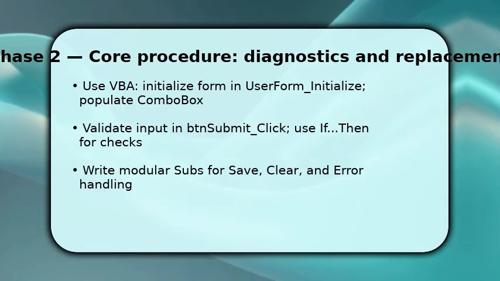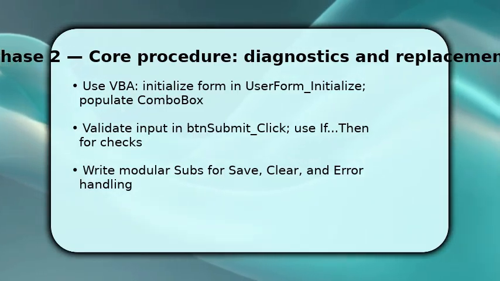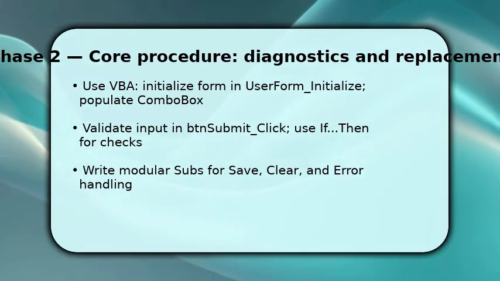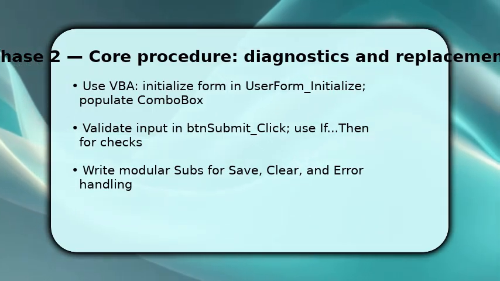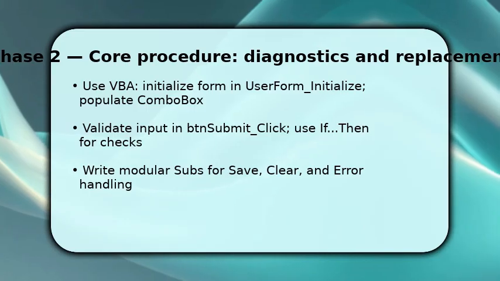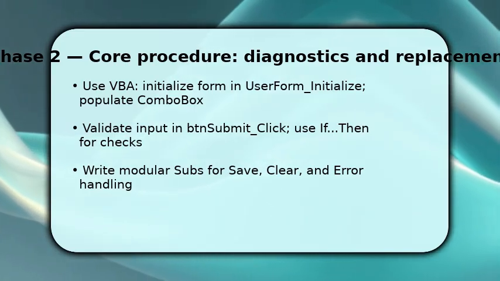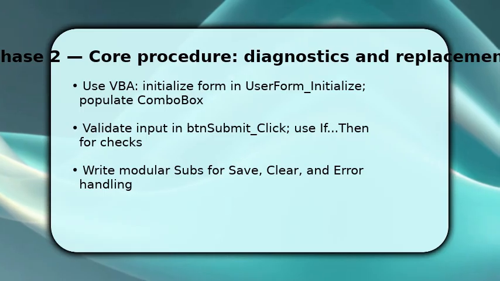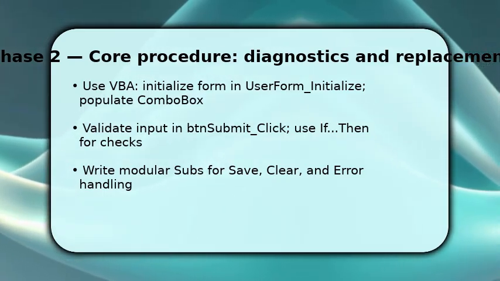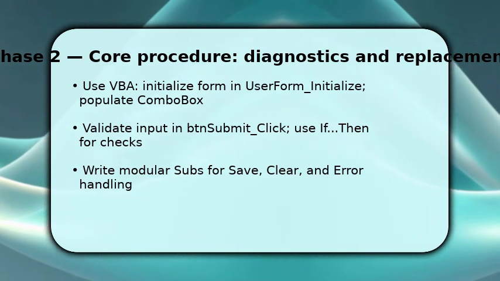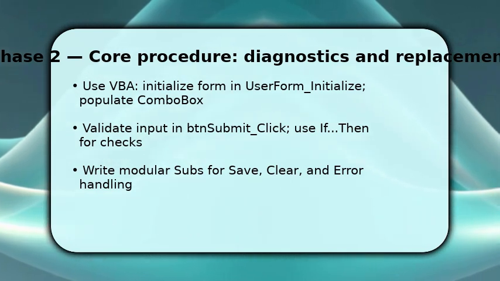For BTN submit click, validate fields with if then checks, trimming strings and verifying required values. Separate logic into modular subs: save record, clear form, and show error to keep code readable and reusable. Make sure to use meaningful variable names and comment brief intent lines. This helps when updating behavior or troubleshooting later.